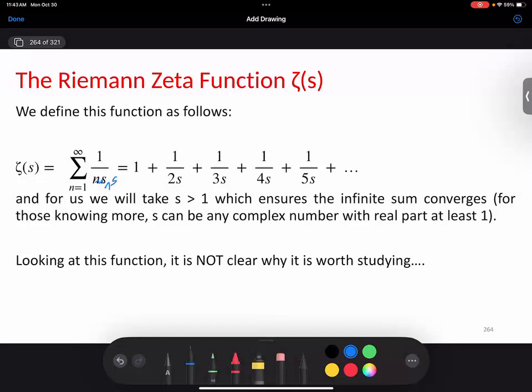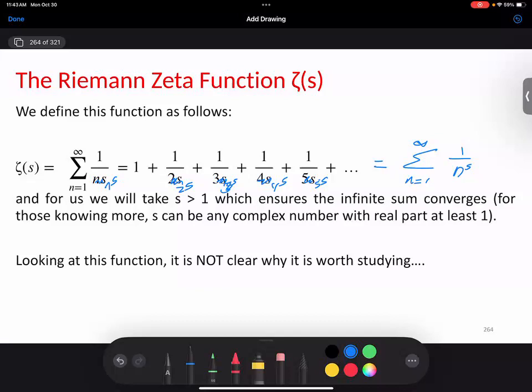n to the s, 2 to the s, 3 to the s, 4 to the s, 5 to the s. So this is the Riemann zeta function. It is the sum of 1 over n to the s, n goes from 1 to infinity. You should have seen this in calculus, maybe multivariable calculus, sequences and series. They would call this, instead of 1 over n to the s, 1 over n to the p. They would call it a p series, and it converges if p is greater than 1, or for us, s is greater than 1.